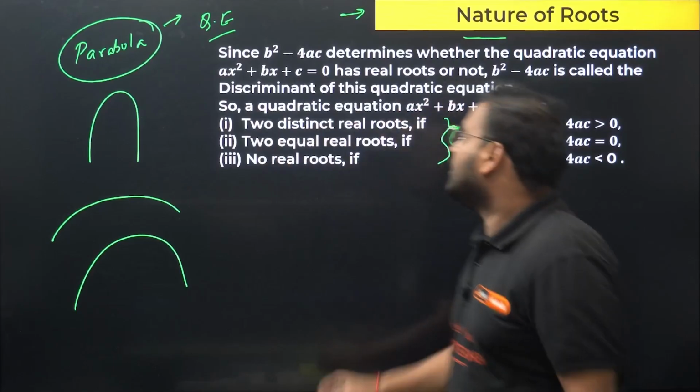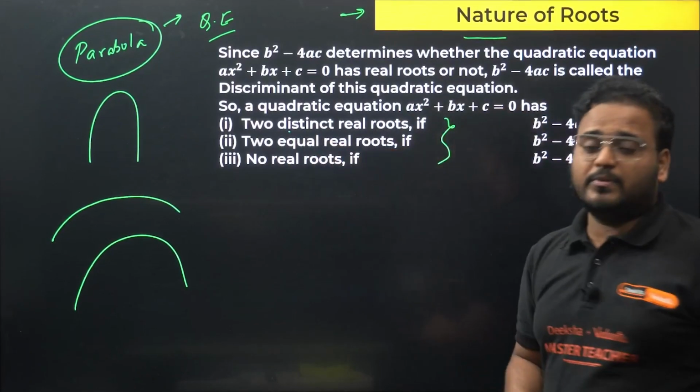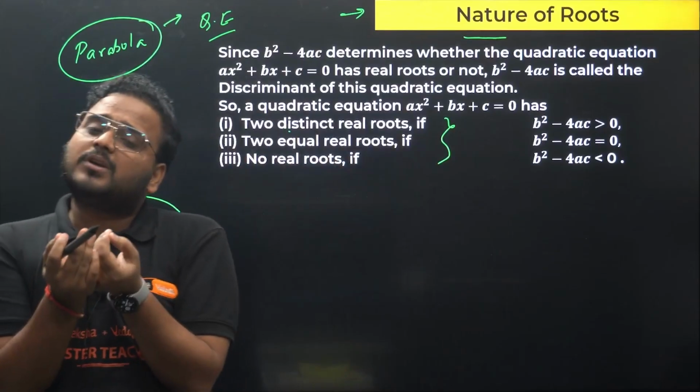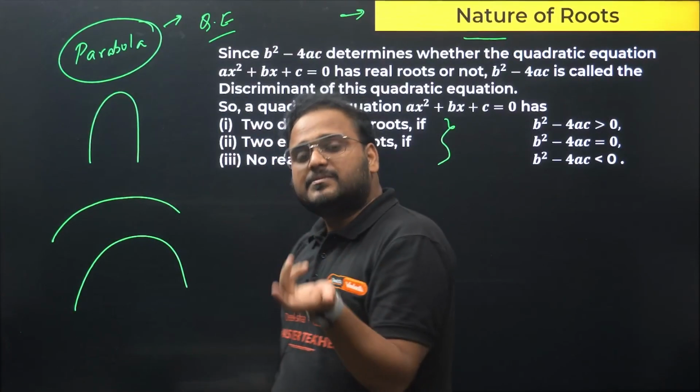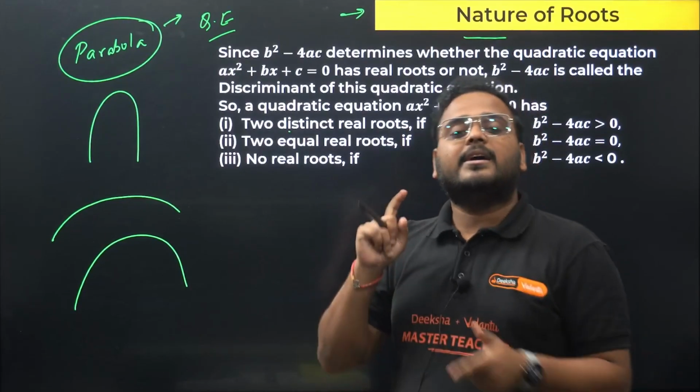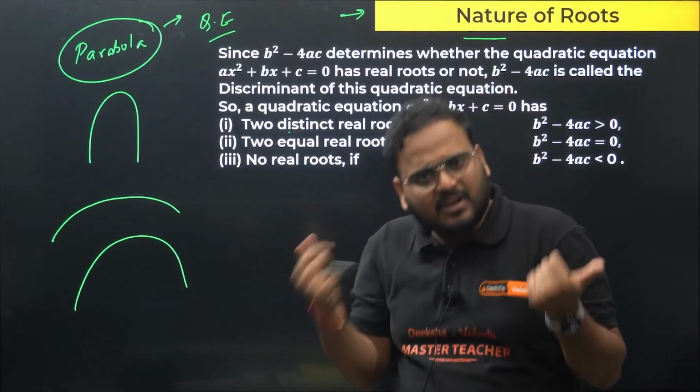The first nature is what? 2 distinct and real roots. Means the roots are the value that you get for x1 and x2 when they are real. Real means what? Of course, normal. Whether it is decimal, real or not. Is decimal a real number? Yes, it is. Is a root which is like say root 5 real number? Yes, it is.